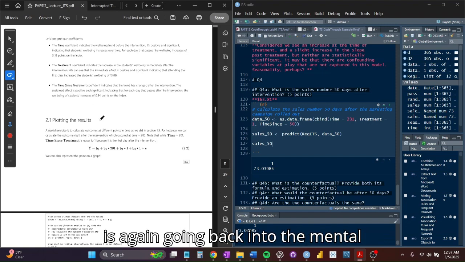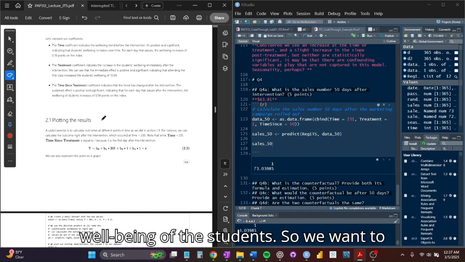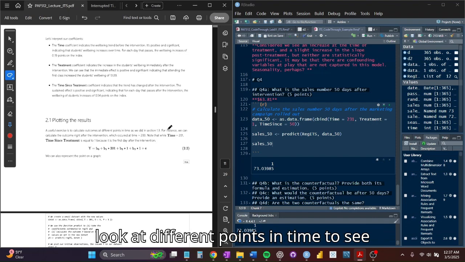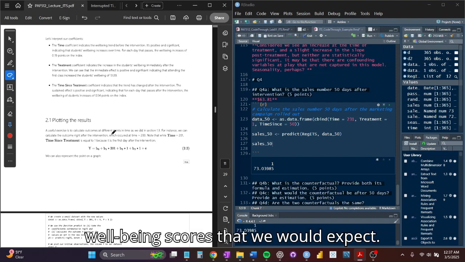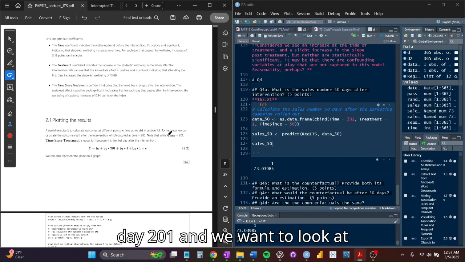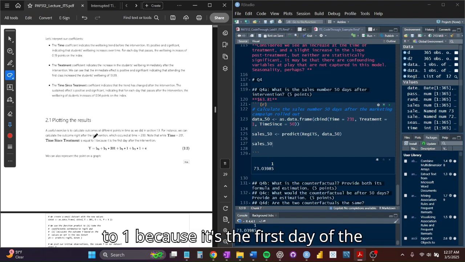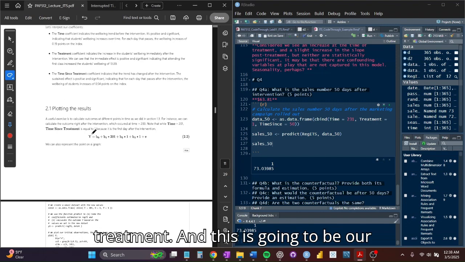So in this circumstance, this is again going back into the mental health education class and the well-being of the students. So we want to look at different points in time to see what the values would be, so the well-being scores that we would expect. So we know that the treatment occurred on day 201, and we want to look at the first day. So time 201, and then that would make our time since treatment equal to 1, because it's the first day of the treatment. And this is going to be our model.